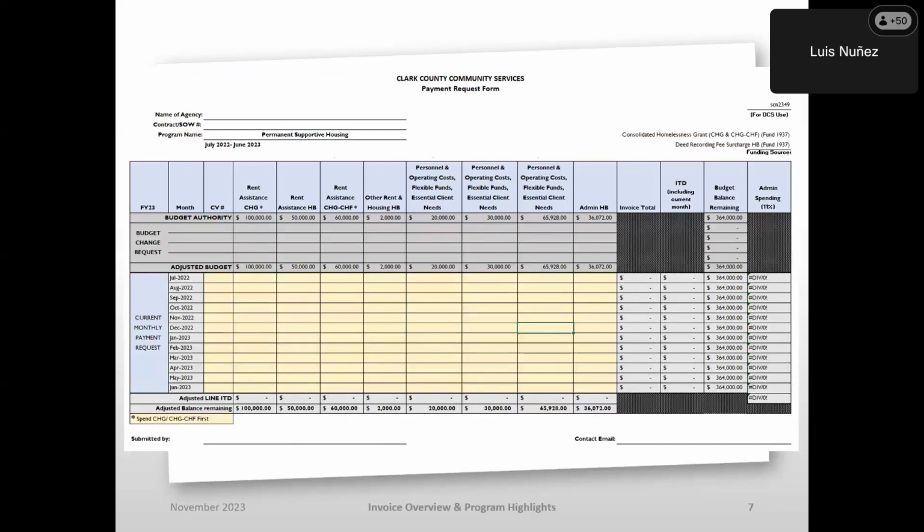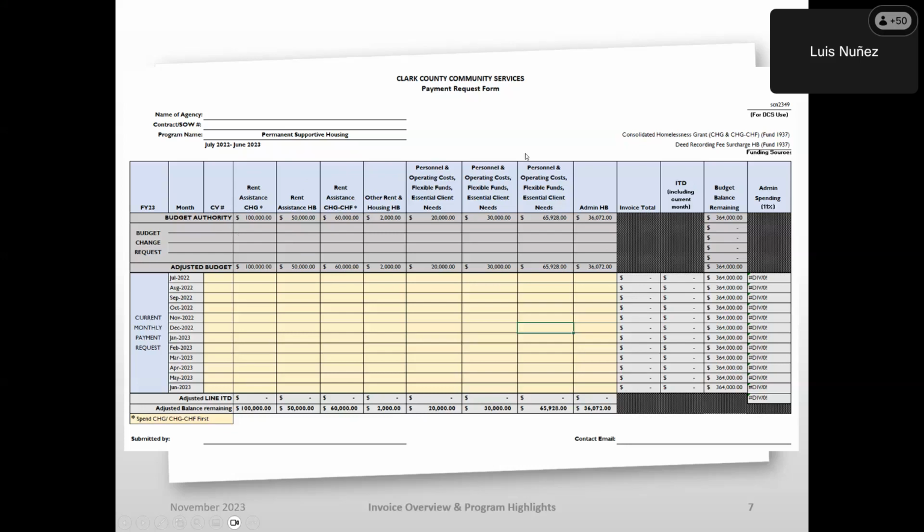So this is an example of the payment request form. As you can see, there are rows for each month of the life of the contract. Each time you are submitting an invoice, just make sure that you are filling out the associated months to that invoice. Then there are different columns. The first column is a CV number. This number is going to match the same number from the claim voucher that's on the first page of the invoice packet. And then, as you can see, there are different categories.